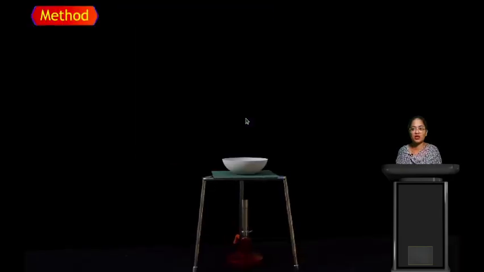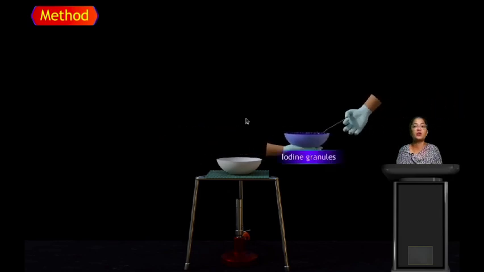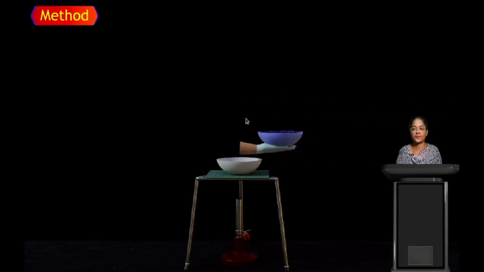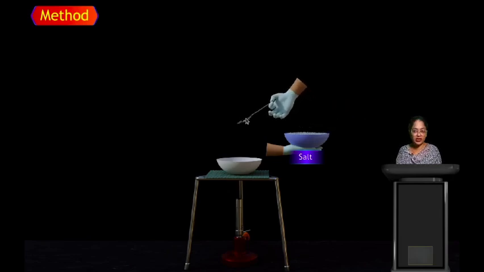We can see there's a Bunsen burner. We can see a china dish kept on the table. Now, what's happening here? We take 1 spoon of iodine granules and put it into the china dish. And next, we have salt. We're taking 1 spoon of salt as well and putting it into the same china dish.